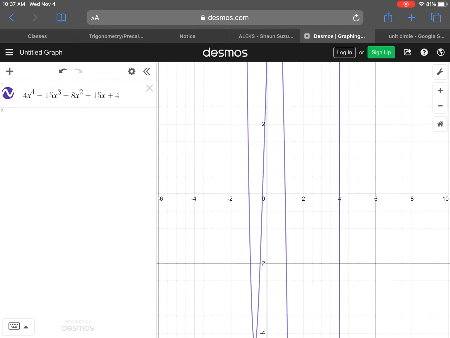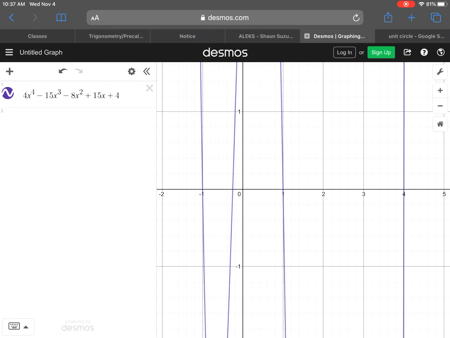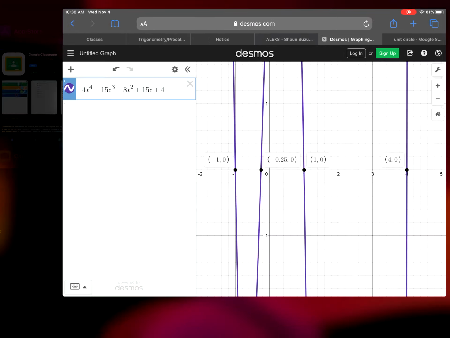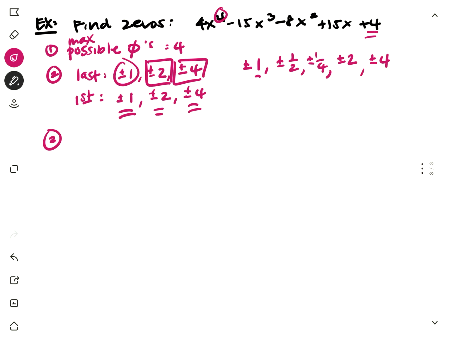Okay, and then we can go back here, zoom in or out if you need to, and check your zeros. So we have one at -1, we have one at 1, we have one at 4, and -0.25 is -1/4. So what we do at this point, again, is we're going to plug them in and make sure they equal 0. Let's do -1/4, I guess, because that's going to be the one that's hardest for you. You guys can check the rest. So -1/4, it says is a 0.